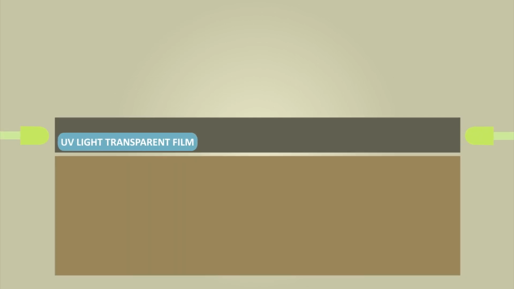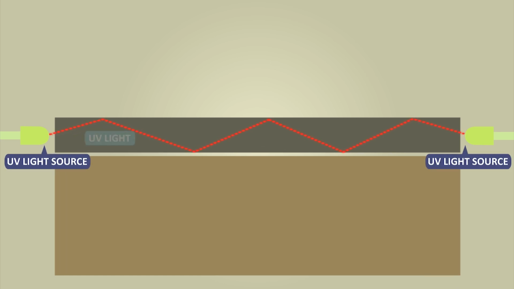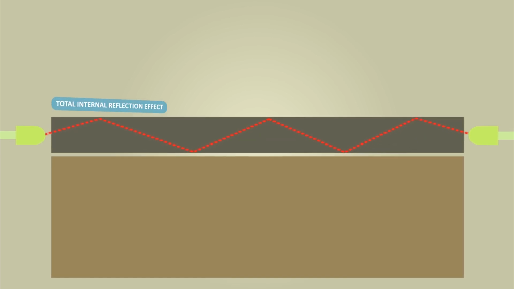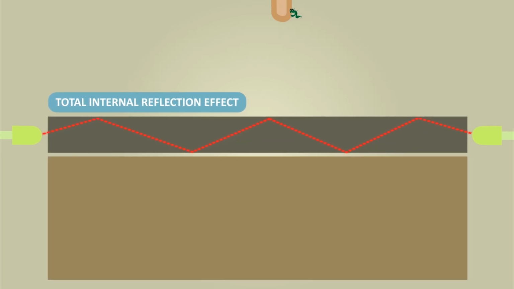A UV light transparent film is secured onto a touch-based screen. UV light is emitted from a UV light source into an edge of the transparent film in order to transfer the UV light through the transparent film while remaining in the transparent film through total internal reflection effect.